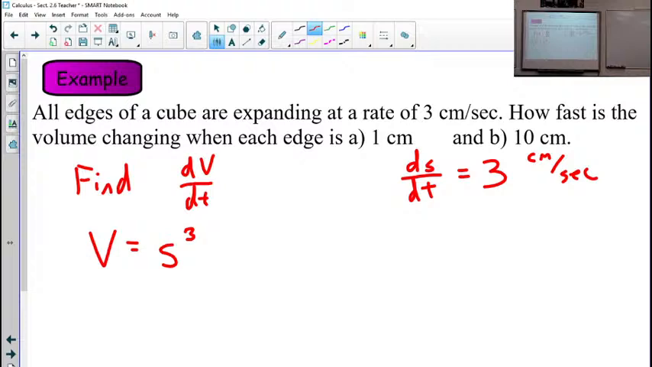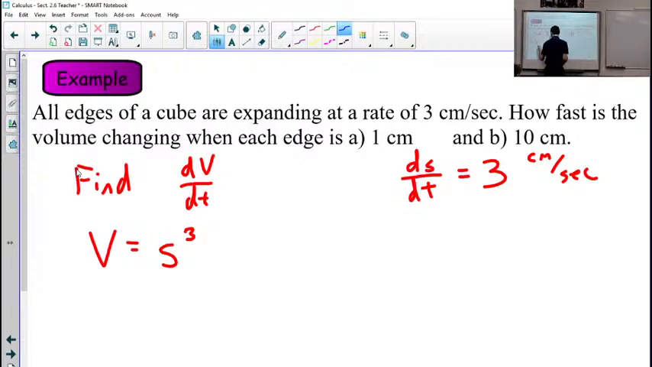So now we go on and we take the derivative. By the way, this is a positive rate because the sides are expanding. They're getting bigger. Sometimes you'll see the rate of change be negative if something is getting smaller. So that's something that we'll have to think about going forward. But for this one, it's just getting bigger, so our ds/dt is positive.